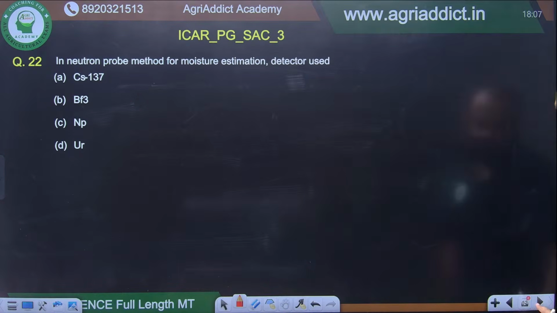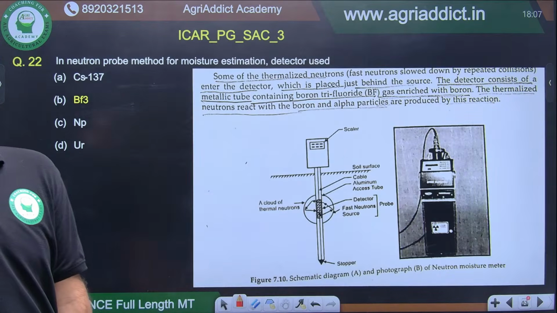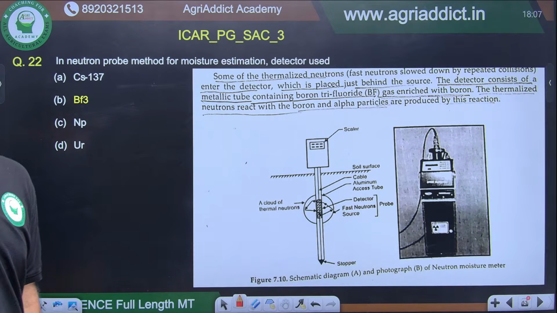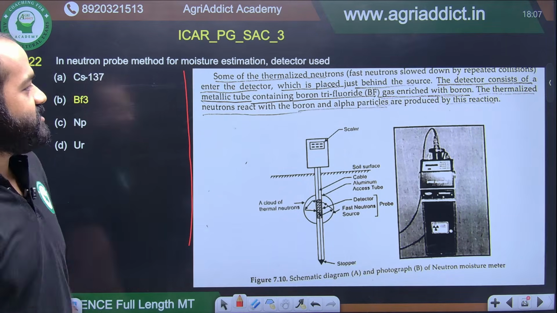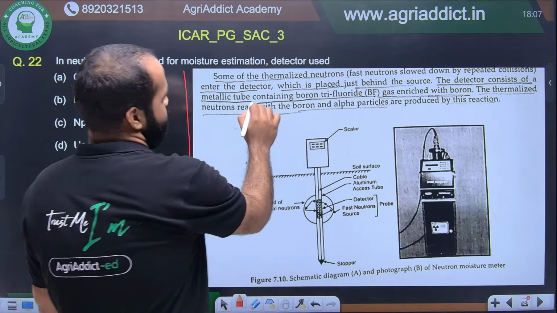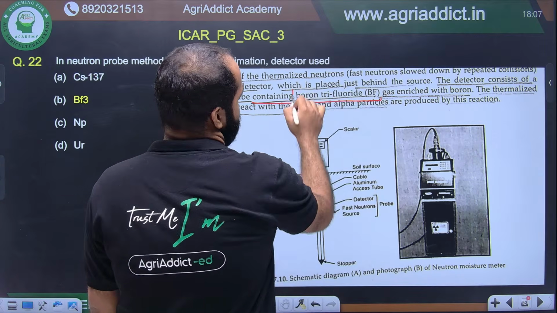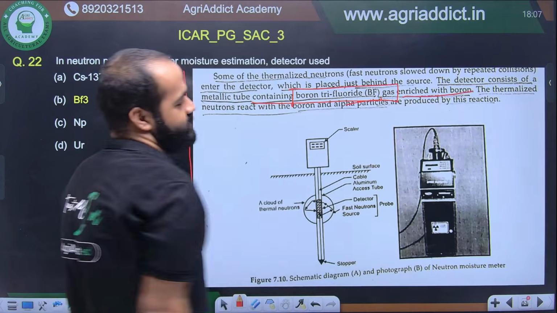Yes, yes. The answer of this is definitely BF3. We all know this. There is nothing new. Exam is just knocking at the door. I don't think it is the correct time to explain these questions. But anyhow, some of the thermalized neutrons, fast neutrons slowed down by repeated collisions, enter the detector. The detector consists of a metallic tube containing boron trifluoride gas, BF3, enriched with boron. This is a very known question.